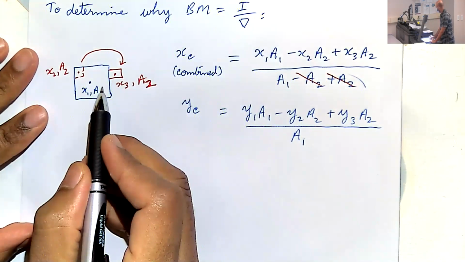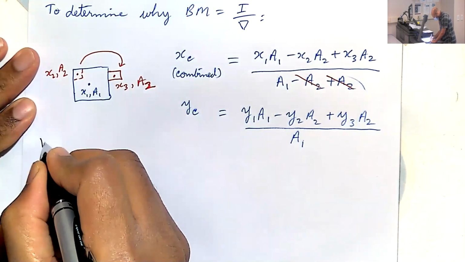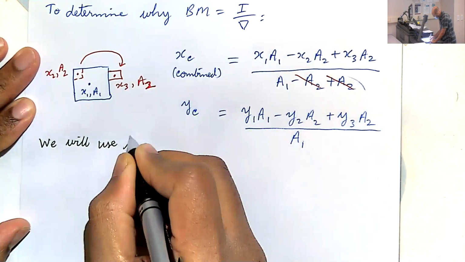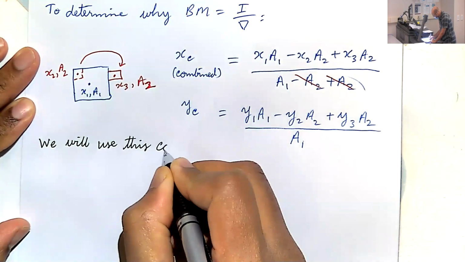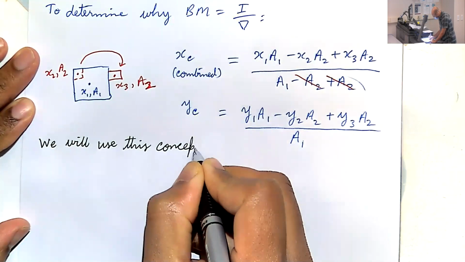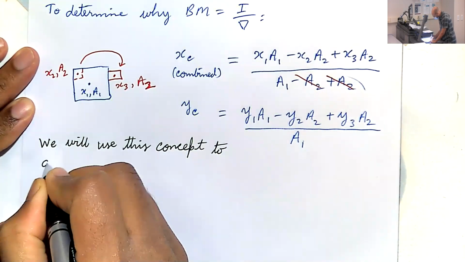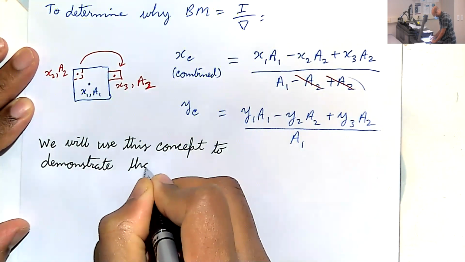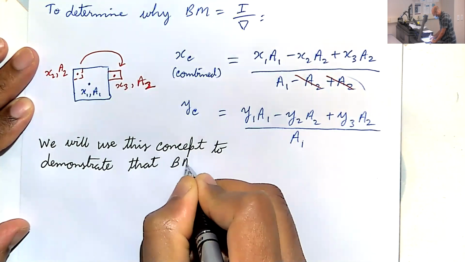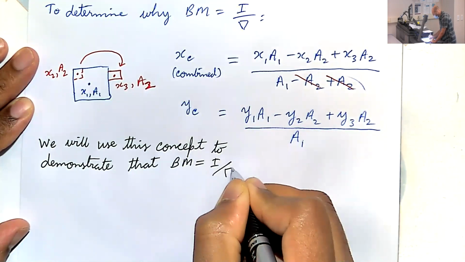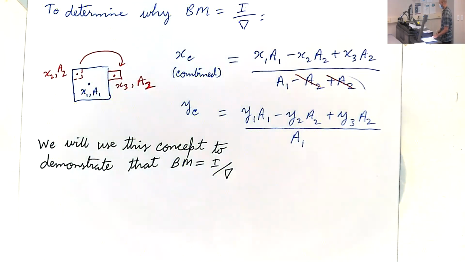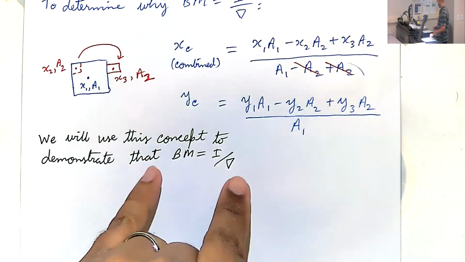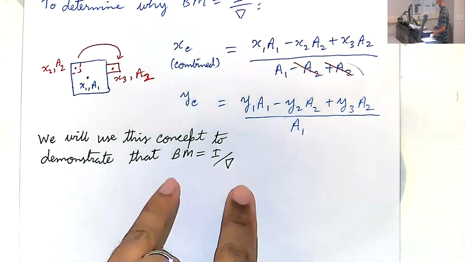So we will use this concept now to demonstrate that Bm is equal to I over nabla. In naval architecture or ship hydrodynamics, this is one of the most important ones. Simple, but very important.